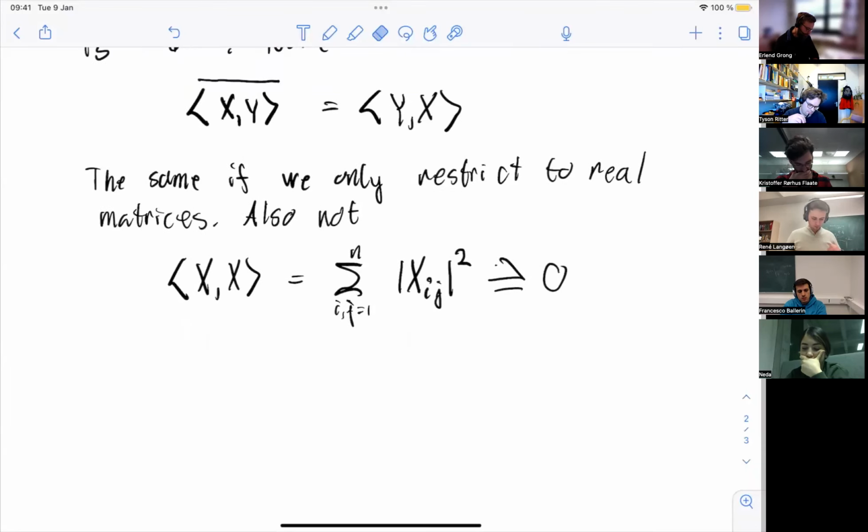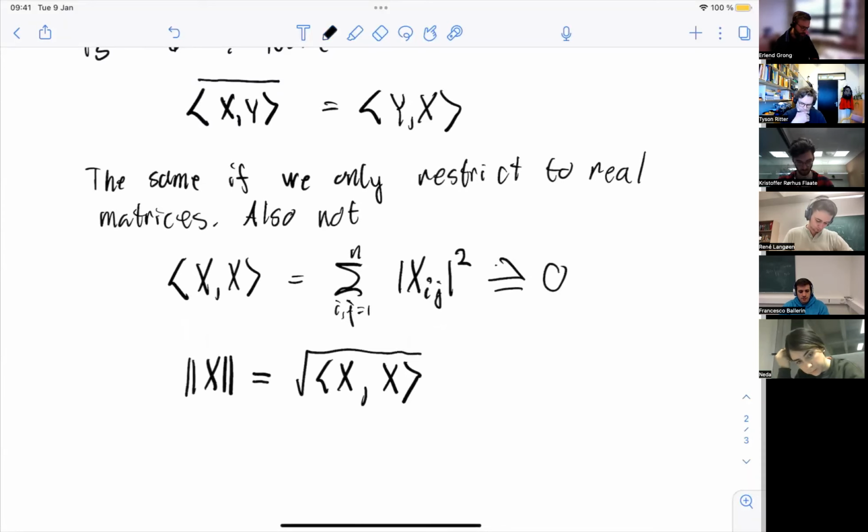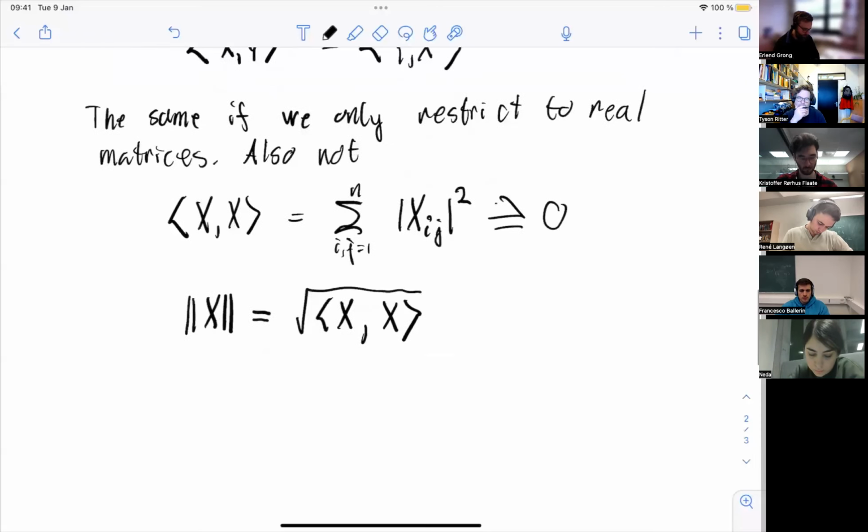So from this, I can define the norm of a matrix as the square root of the inner product of X with itself. In other words, it's just the square root of the sum of squares here. So it's just the Euclidean distance, but for matrices.